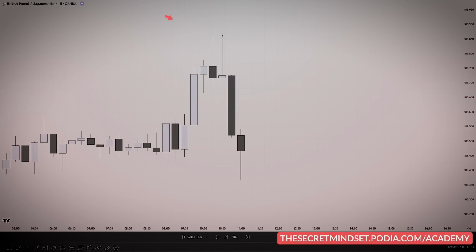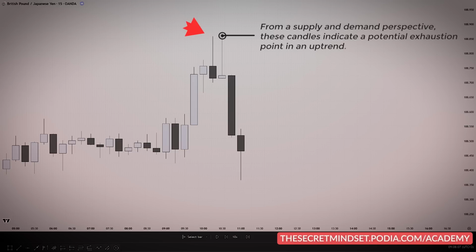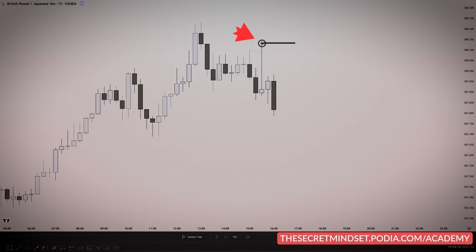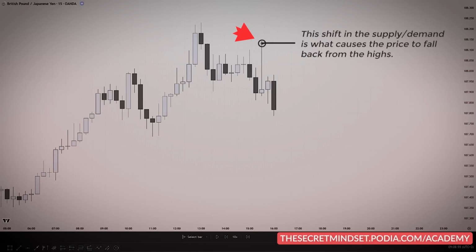From a supply and demand perspective, these candles indicate a potential exhaustion point. At the higher prices, supply begins to outweigh demand as more participants view the price as overextended and look to sell. This shift in the supply-demand balance is what causes the price to fall back from the highs.